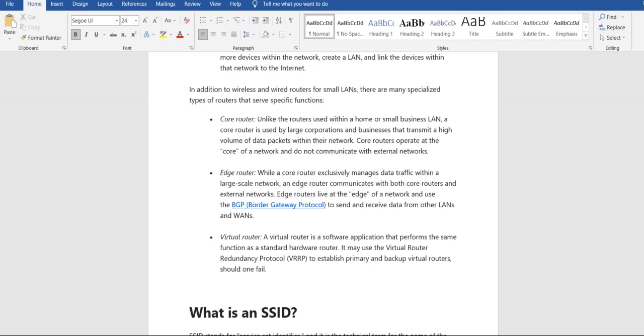In addition to wireless and wired routers for small LANs, there are many specialized types of routers that serve specific functions. Core routers: unlike the routers used within a home or small business LAN, a core router is used by large corporations and businesses that transmit a high volume of data within their network. Core routers operate at the core of a network and do not communicate with external networks.